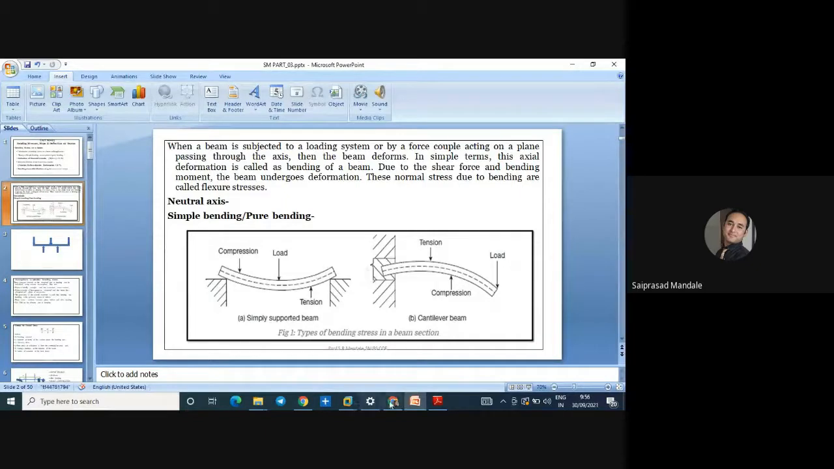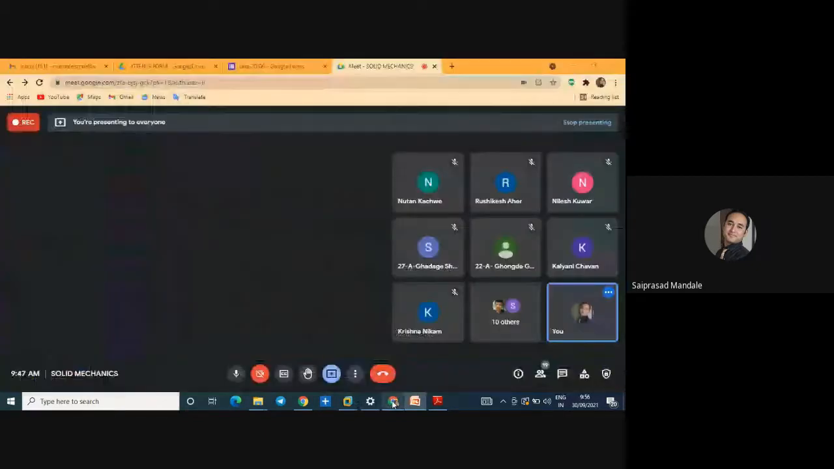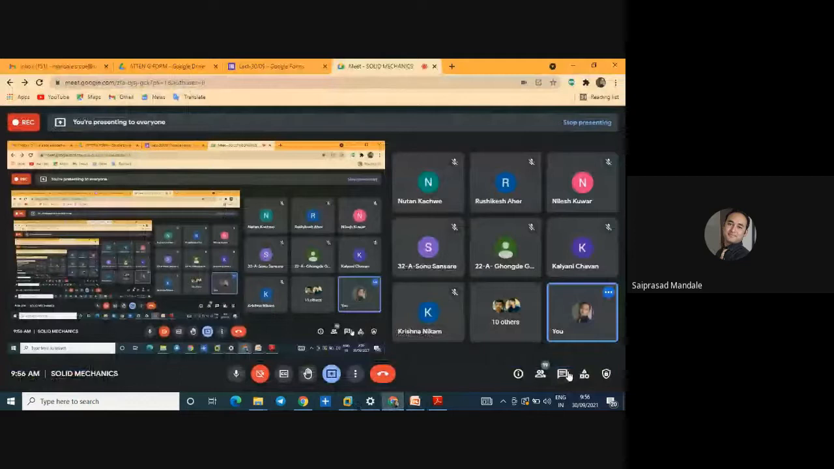Now the questions for you. If everybody has understood, you have to answer the questions. When a simply supported beam is bent, which type of force is observed in the top layer and which type of force acts on the bottom layer? Am I audible to everybody?